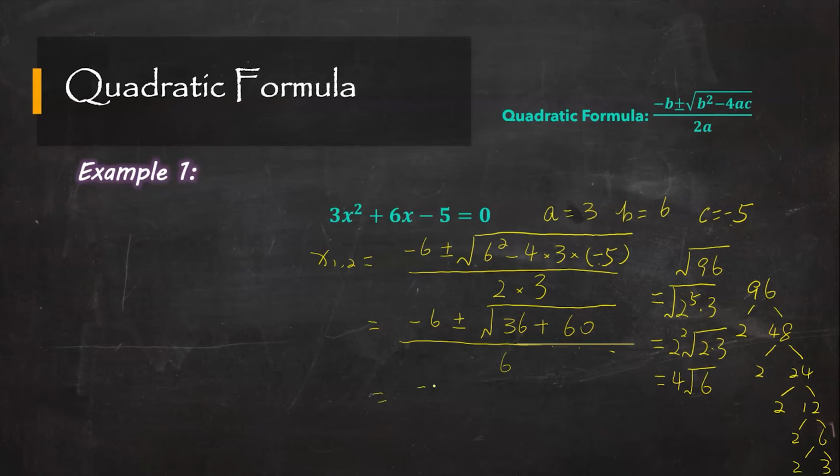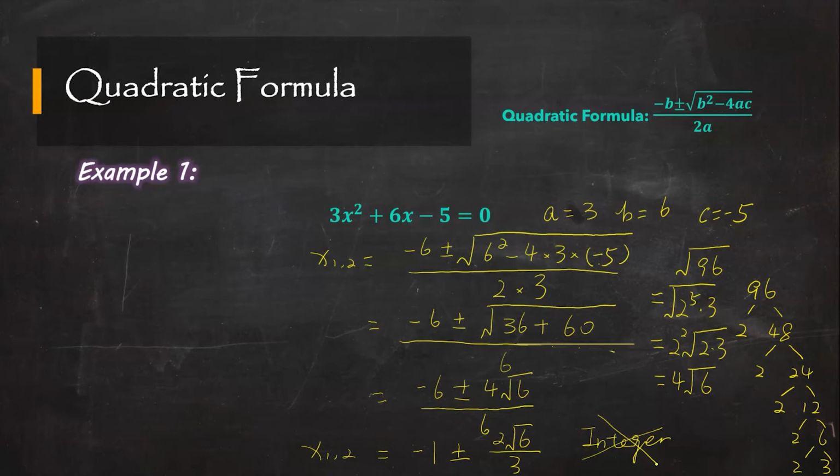Okay, so we put that here. So it's negative 6 plus or minus 4 square root of 6 over 6. And we can simplify this. So we can cancel out the 6 here. So it's negative 1 plus or minus 4 over 6 is 2 over 3. So we have 2 square root of 6 over 3, which is the final answer. So x1, x2 equals negative 1 plus or minus 2 square root of 6 over 3. We couldn't solve this problem by factoring because this is not an integer, right? So we couldn't solve this problem by factoring.